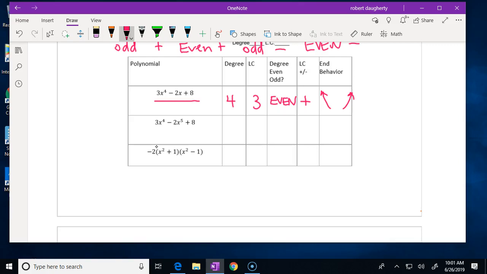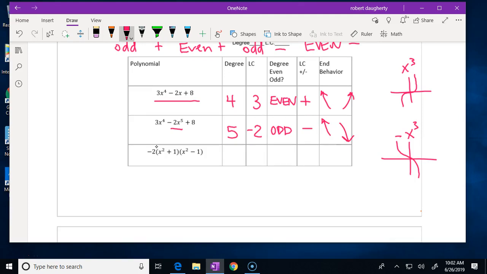This next one is trying to trick you. What is the degree? The highest exponent I see is a 5. The leading coefficient is -2. So this is an odd degree. And since it's odd degree, remember, it's either going to look like x cubed or negative x cubed. And with that negative leading coefficient, ours is going to look like negative x cubed. So it's a negative leading coefficient. It's going to go up to the left and down to the right.